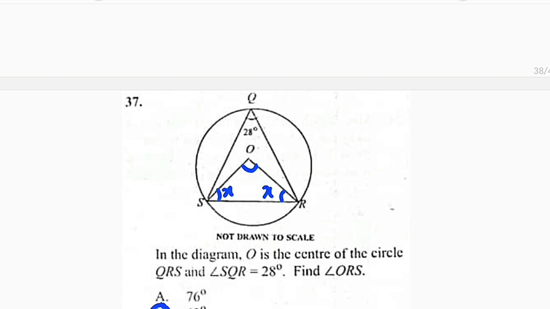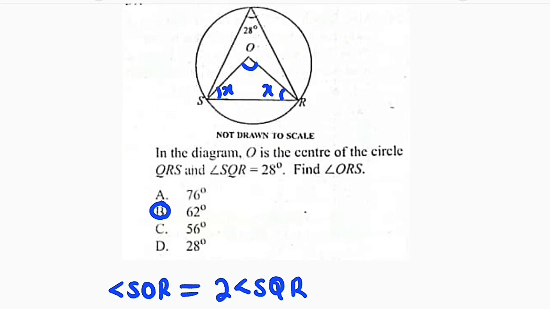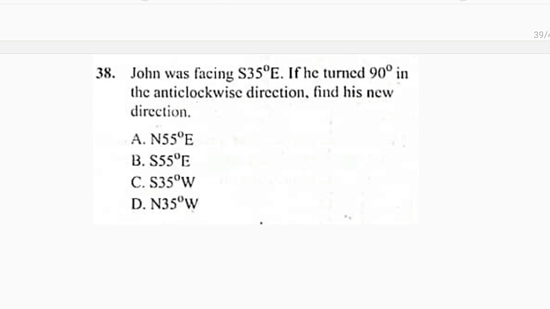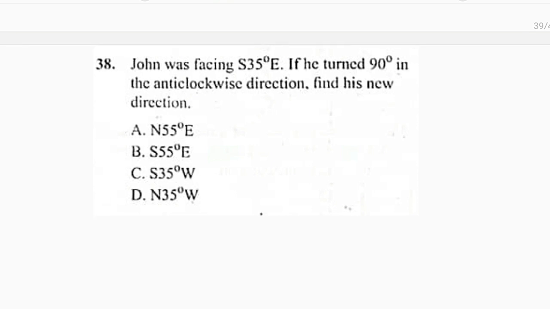This is question number 37. Let us move on to question number 38. All right, here is question number 38, which is related to compass bearing. John was facing south 35 degrees east. If he turned 90 degrees in an anti-clockwise direction, find his new direction.